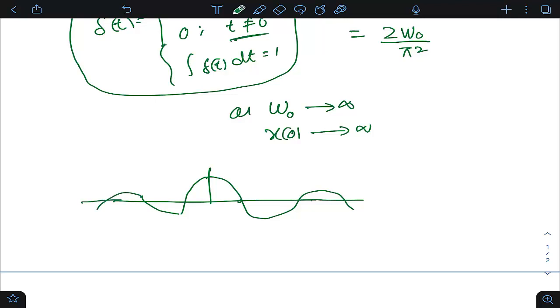Okay, so these crossing points will be coming as pi by omega naught. This is 2 pi by omega naught, and so on and so forth. This is minus pi by omega naught. This is minus 2 pi by omega naught, and so on. These are zero crossing points.